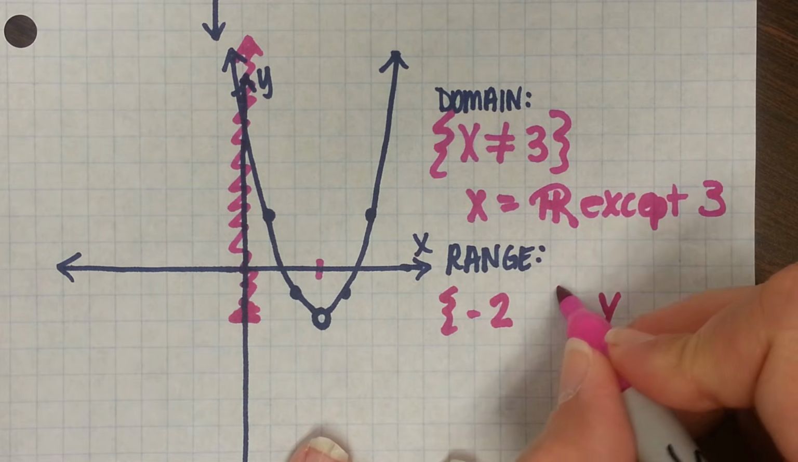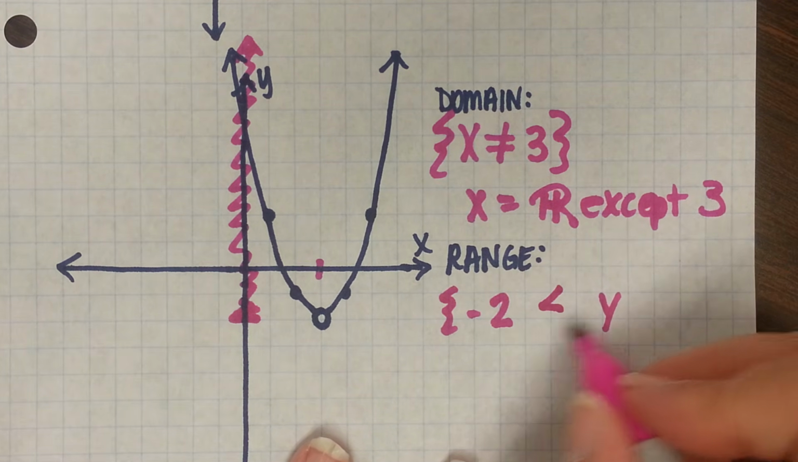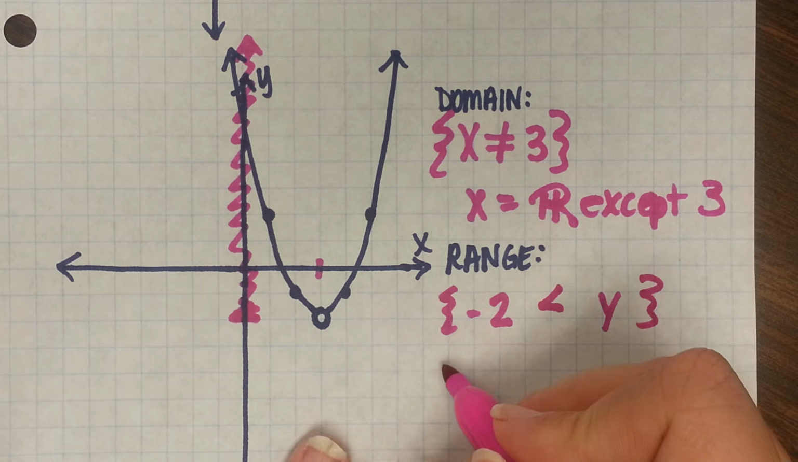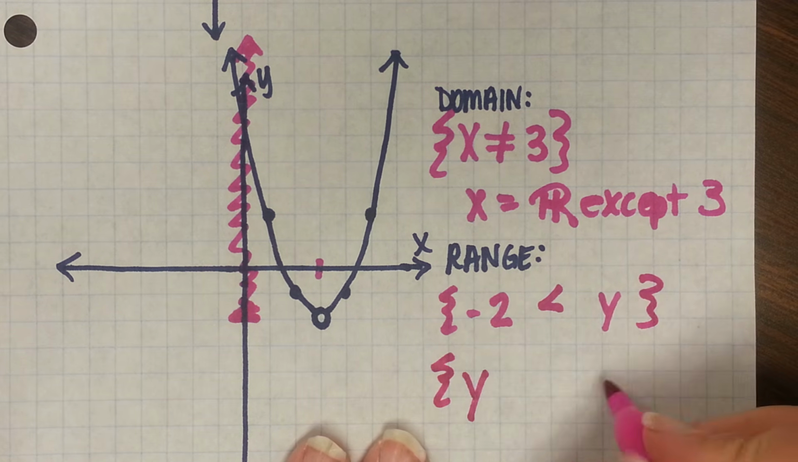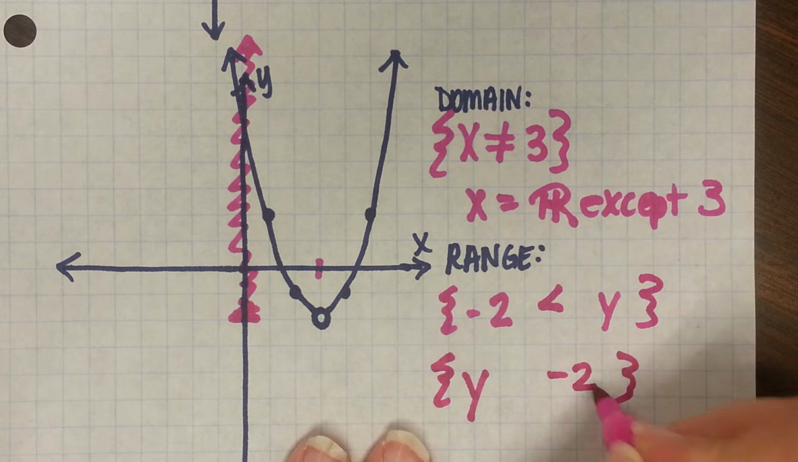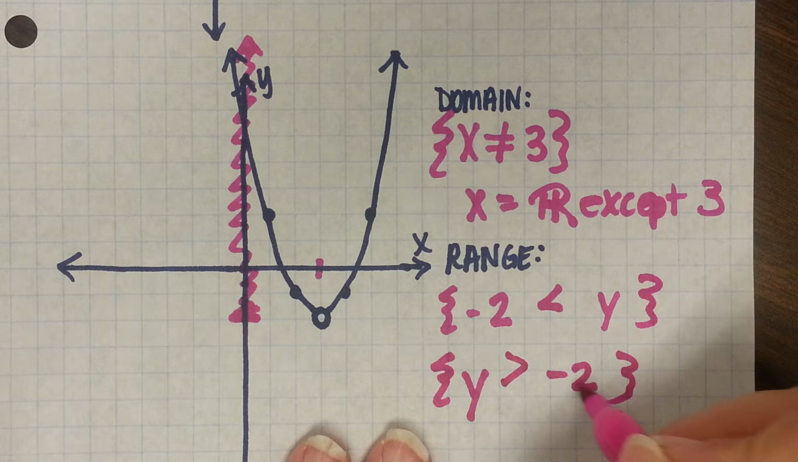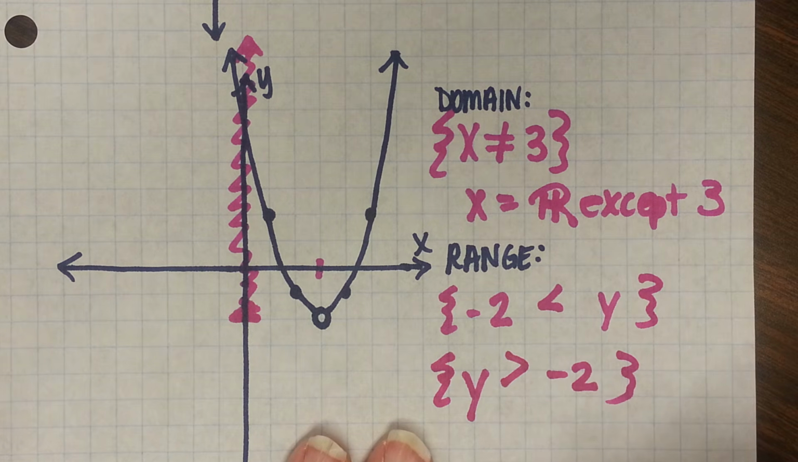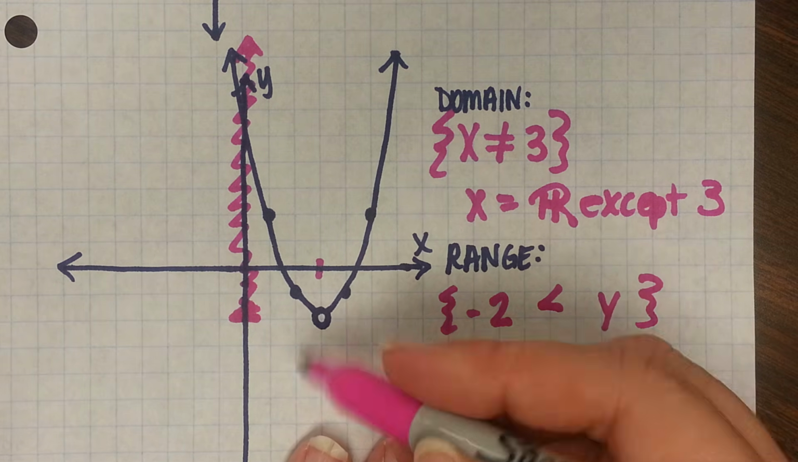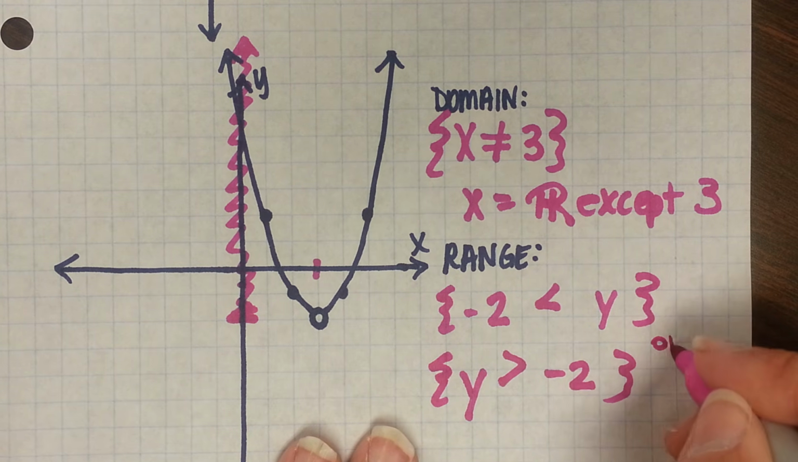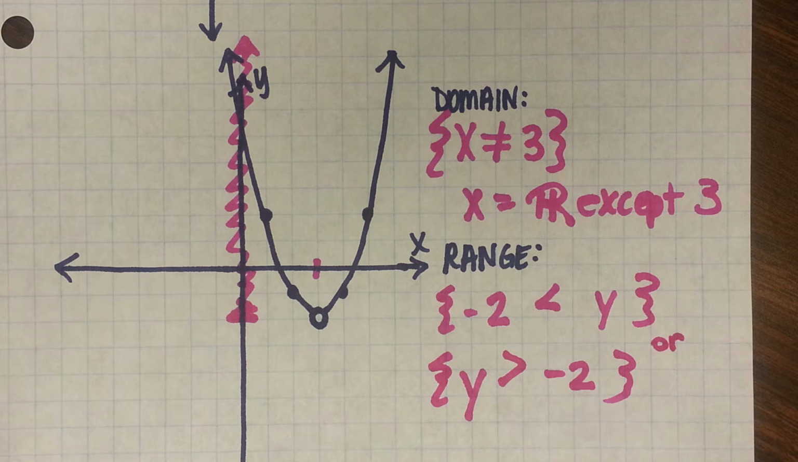If I read it this way, then I would put that y is greater than -2. Some people would prefer to list their -2 first, and then say all of the y values are going to be greater than -2. Are these two the same? They are. Notice at this point there's an open circle, so I'm not going to add an equal to those. But I could choose one of those two answers.